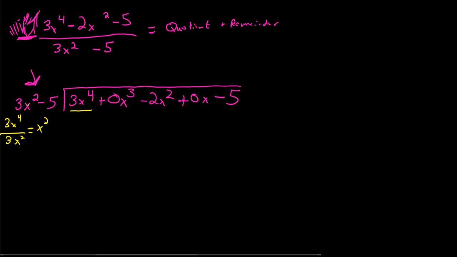So for this to work, I need a single x squared. I'm going to multiply that into here. So when I multiply 3x squared by x squared, I get 3x to the 4th minus 5x squared. Right? If I multiply that to this term and to this term, I get these two terms.